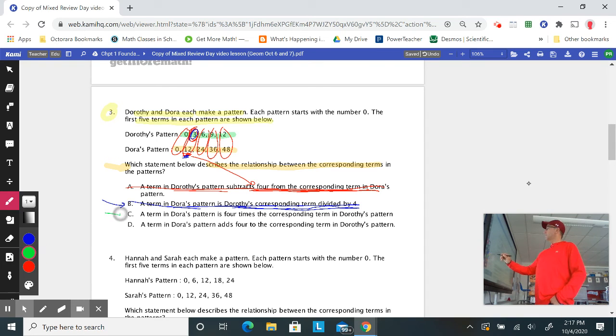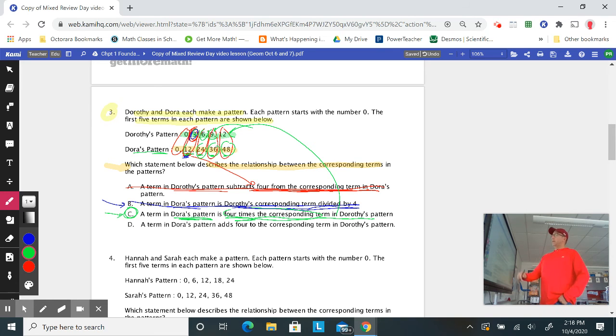Let's go to C. Again, it says a term in Dora's pattern, which is the bottom numbers, the 12, the 24, 36, and 48. Those numbers in Dora's pattern are going to be 4 times what? The corresponding term in Dorothy's. So Dorothy's is on top. So 4 times Dorothy's number. So 4 times 12 is 48. 4 times 9 is 36. 4 times 6 is 24. 4 times 3 is 12. It's got to be C.